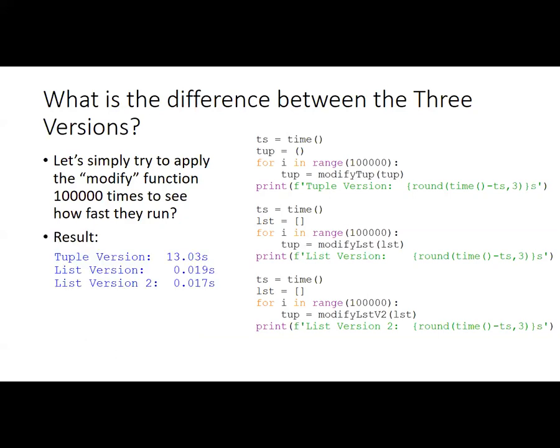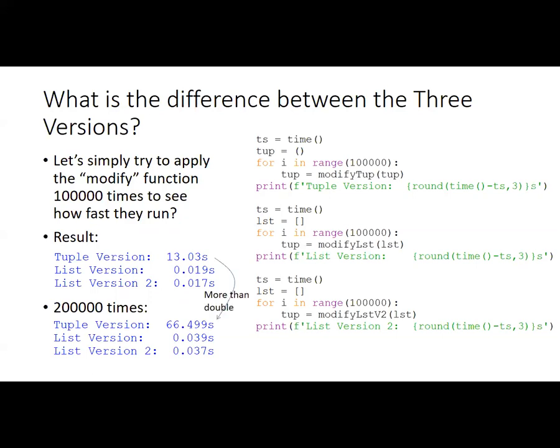And the result is like this. Okay, do you see the difference? Tuple takes a lot more time. But it's not only about that. For the tuples, let's say I want to run double, the time increase is not double. It's 4 times.